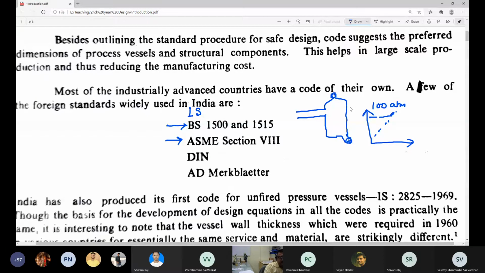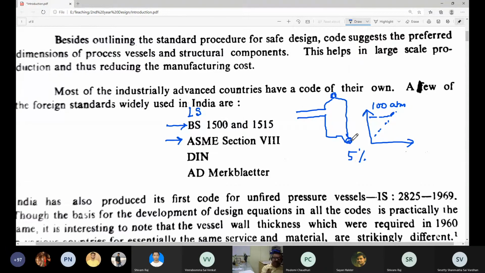So if you look at the IS code, they say that if the operating pressure is specified at 100 atmosphere, you take 5% extra and consider that to be the design pressure. Now if you ask me where did this 5% come from, what is the theoretical basis for it, I don't have an answer. These are empirical. Empirical means people have arrived at this 5% from their experience.